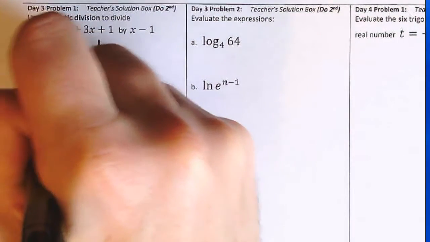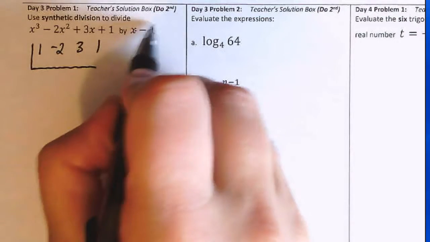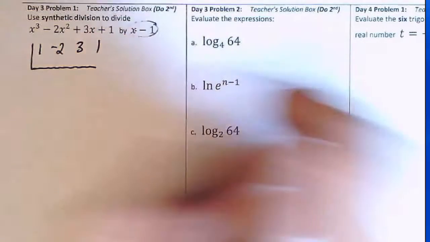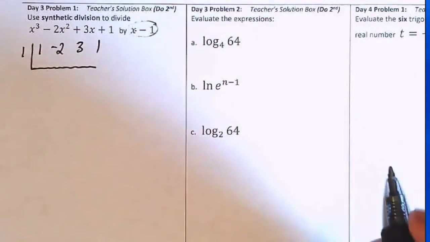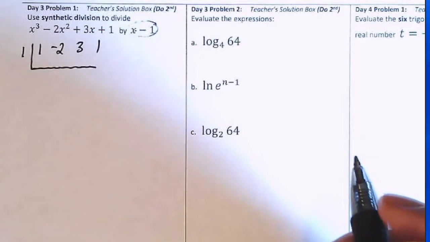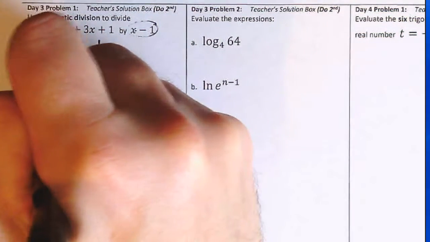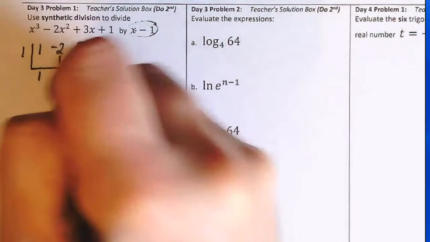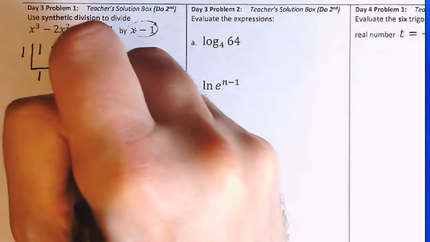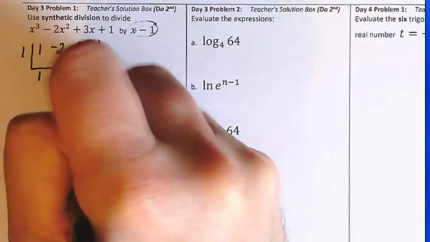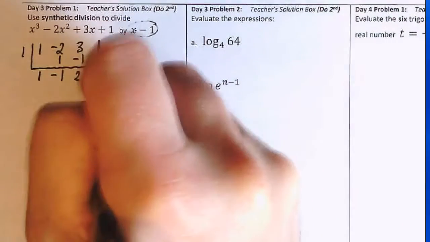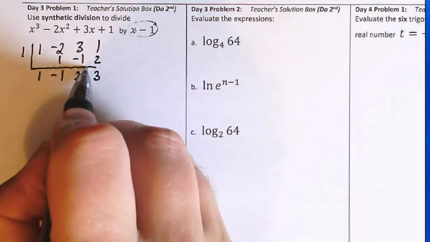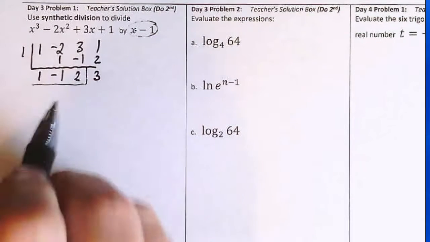And we're going to divide that by the value of x that makes that divisor equal to 0, in this case 1. Synthetic division uses a process of multiplying and adding. So drop that first term and then multiply, add these together, and multiply, add together, and multiply, and add together. This number on the end is our remainder.